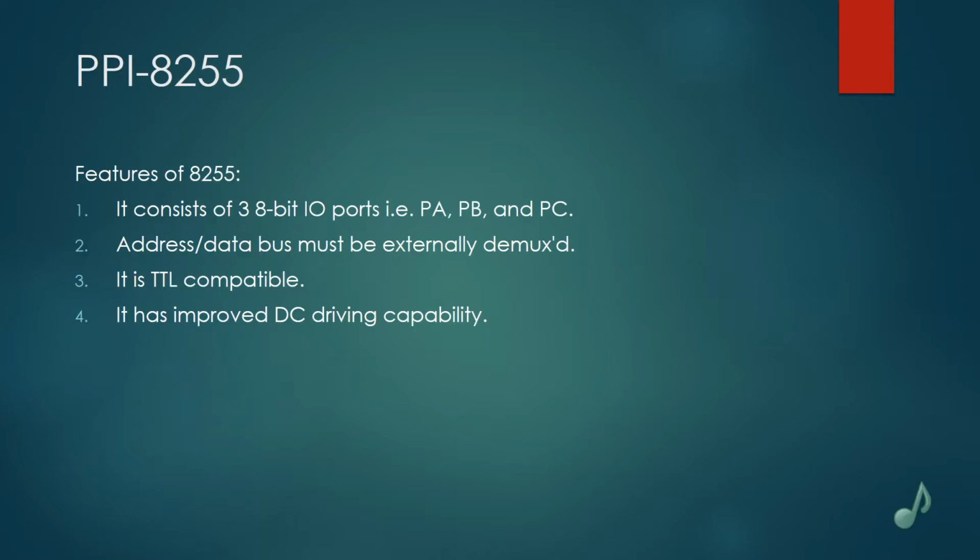So, we are going to see the first slide, that is features of 8255. The main features of the 8255 are, it consists of three 8-bit input output ports, that are port A, port B and port C. The second one is the address and data bus must be externally demultiplexed. It is TTL compatible and it has improved DC driving capability.